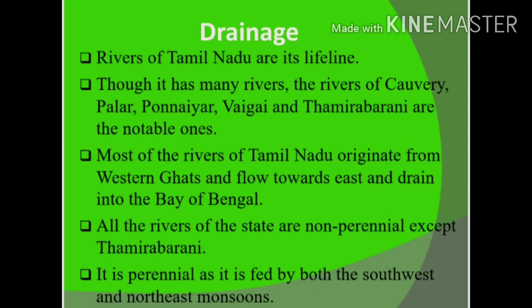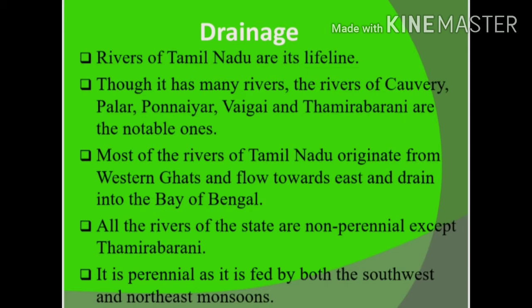First concept is about the drainage of Tamil Nadu. Drainage is nothing but the flow of water, and the flow of water is through rivers. The rivers of Tamil Nadu are its lifeline. We have many rivers like Kaveri, Palar, Pennaiyar, Vaigai and Tamiraparani, which are the major rivers of Tamil Nadu. All these rivers originate from the Western Ghats, flow towards the east and drain into the Bay of Bengal.